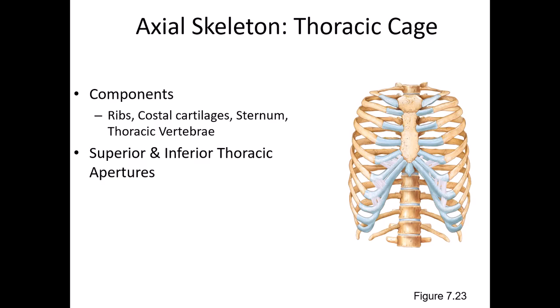These bones make up two openings. There's a superior thoracic aperture and an inferior thoracic aperture. Aperture is a nice fancy word, basically for a hole or an opening.